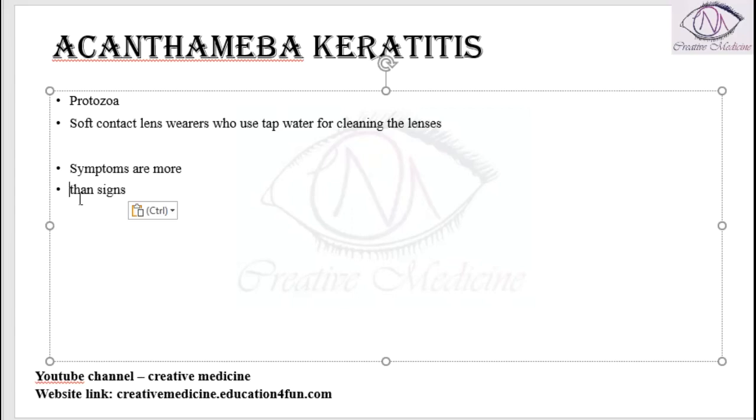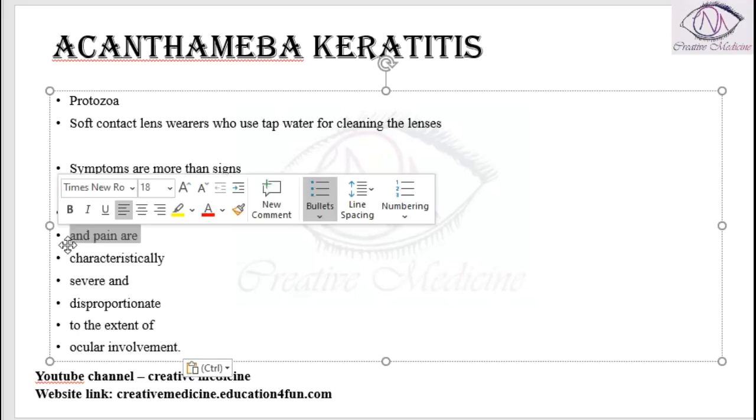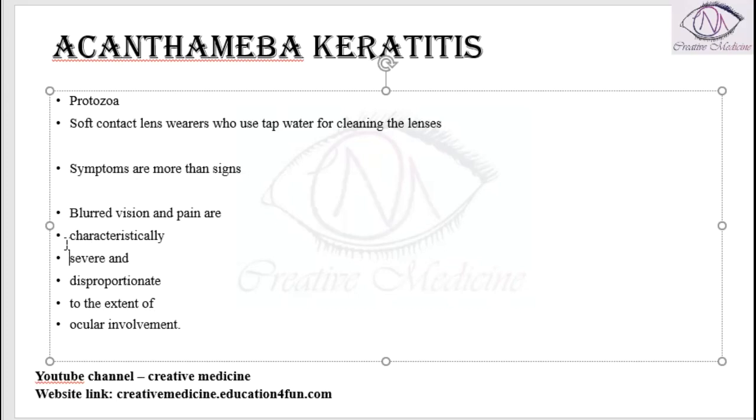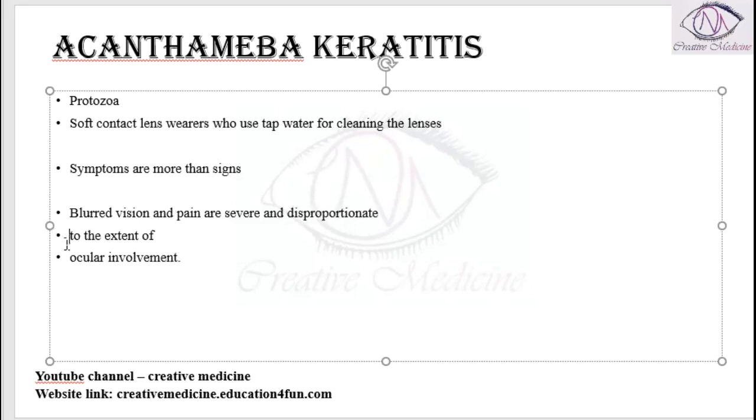In Acanthamoeba keratitis, the symptoms are more than signs. Here the patient presents with blurred vision and pain, and this blurred vision and pain are severe, so severe that they are disproportionate to the extent of the ocular involvement. Thus in Acanthamoeba keratitis, symptoms are more than signs.